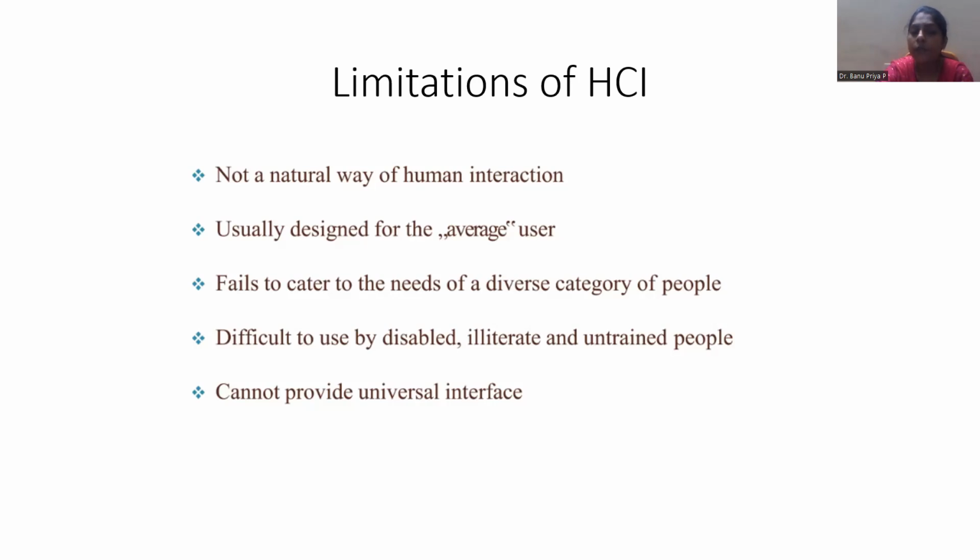Obviously, it is difficult to use by disabled, illiterate, and untrained people, because we would have to train them how to use it. If they are disabled, illiterate, or untrained, it is of no use, so it is difficult for a few people. Also, this cannot be a universal interface. You cannot claim the interface you have designed to be universal, giving better usability and satisfaction to any kind of user. It varies. Thank you.